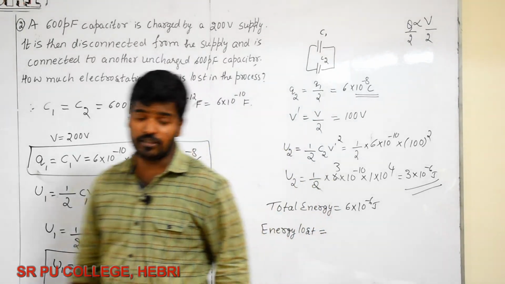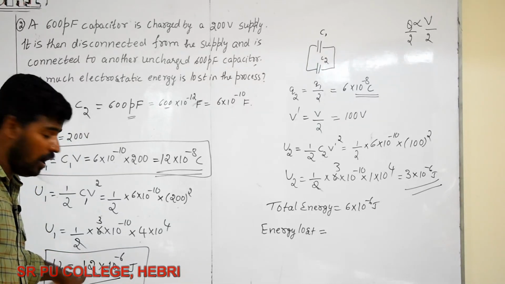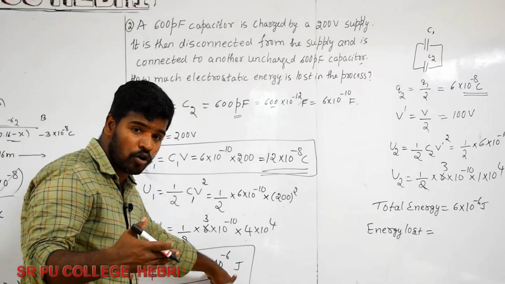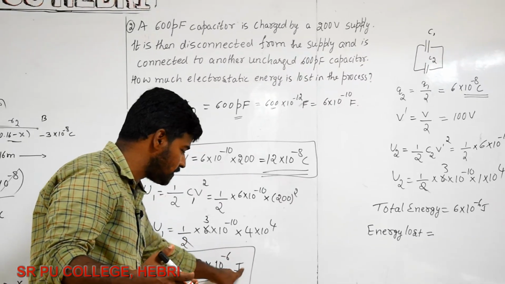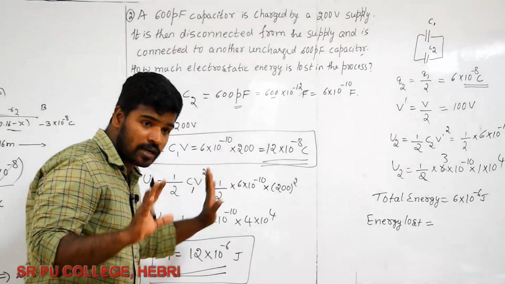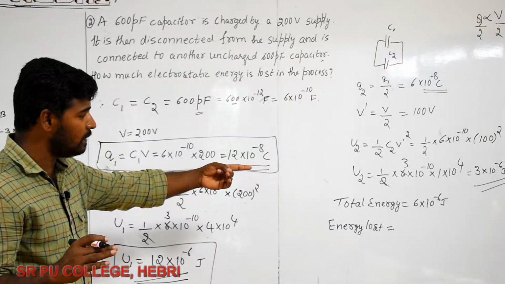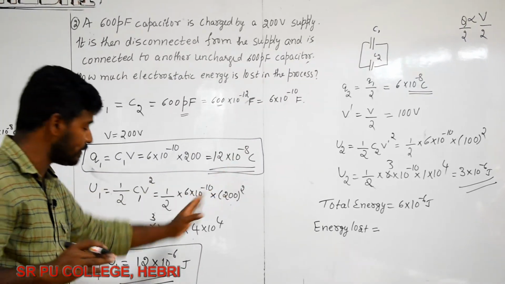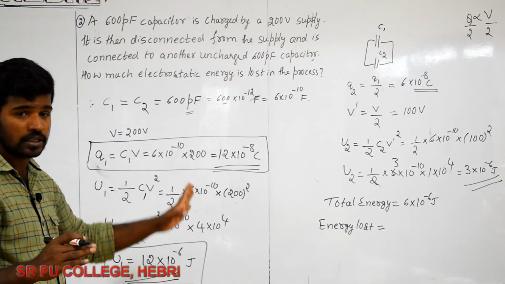What is the initial energy that is stored on the first capacitor C1? 12 into 10 raised to the power minus 6 joule. Before connecting to C2, the energy in C1 was 12 into 10 raised to the power minus 6 joule. When you connect it to the uncharged capacitor C2, that energy will be 6 into 10 raised to the power minus 6 joule. There is a loss of energy. Just by looking at the values, you can tell that energy has been lost.